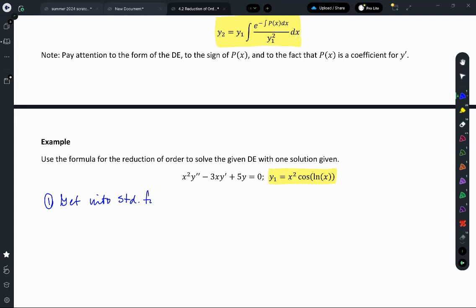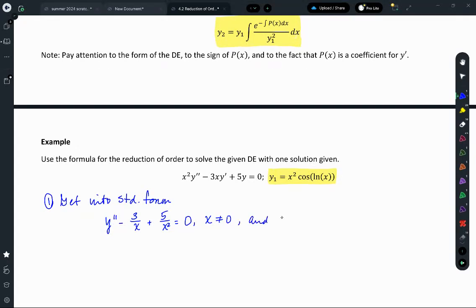Standard form just means I need to divide that x squared through the equation. So I get y double prime minus 3 over x y prime plus 5 over x squared y is equal to 0. And we have that stipulation that x cannot be 0 now, because otherwise we would have divided by 0. So now we have y double prime standing alone.